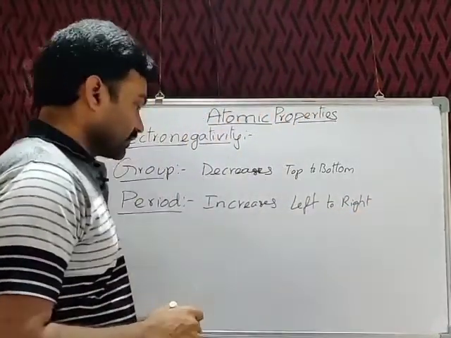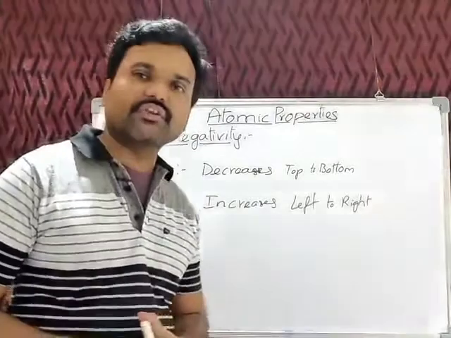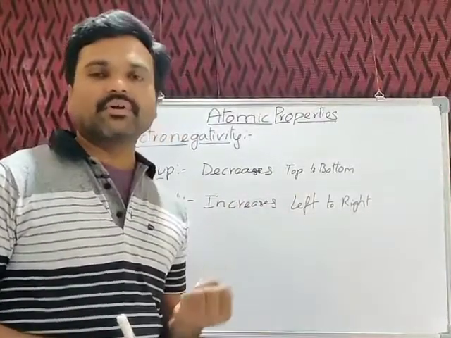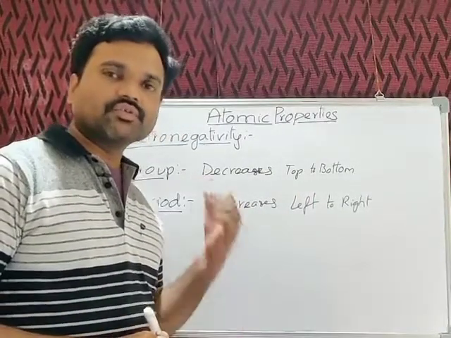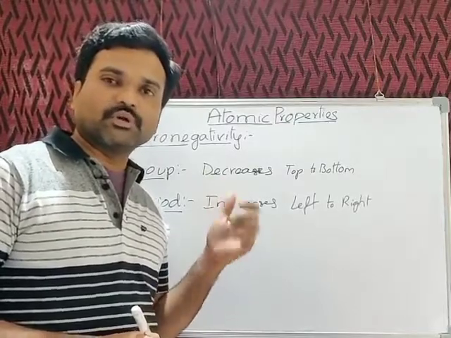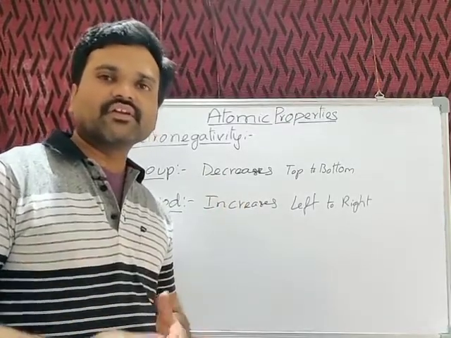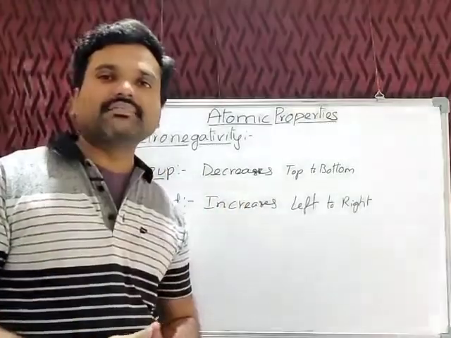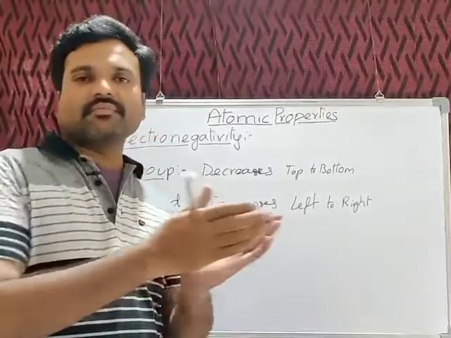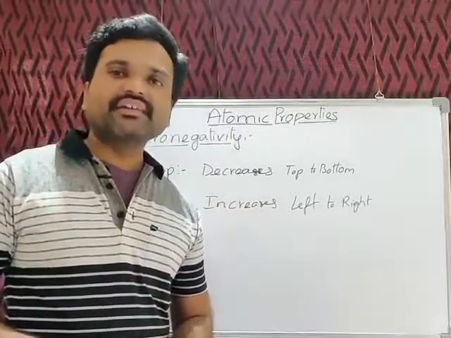This is about electronegativity. Electronegativity is the tendency of an element by which it can attract the pair of electrons towards it. So this is inversely proportional to atomic size. That is why in a group from top to bottom, electronegativity decreases, whereas in a period from left to right, electronegativity increases.